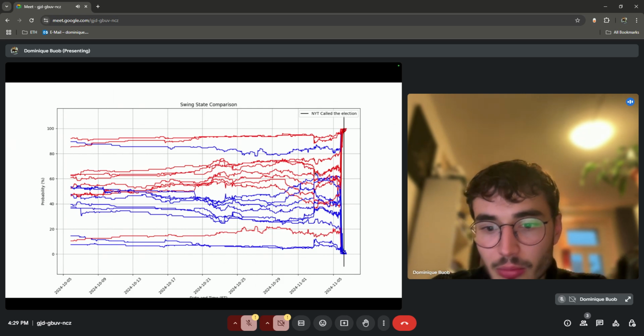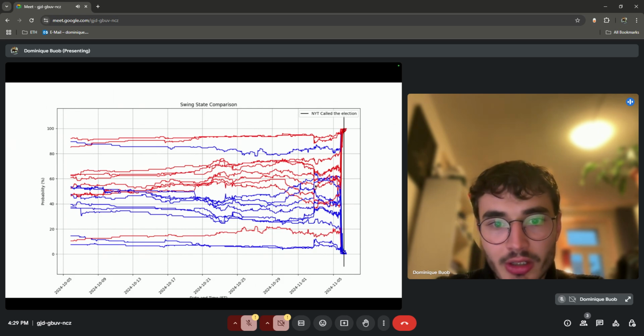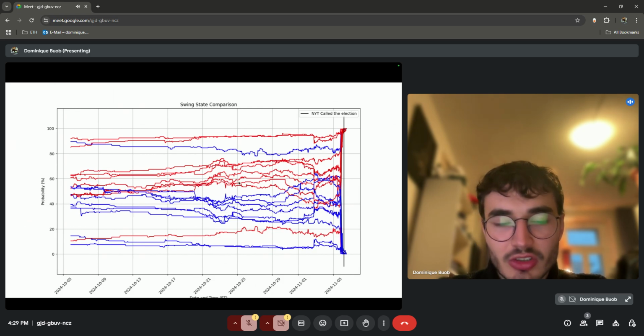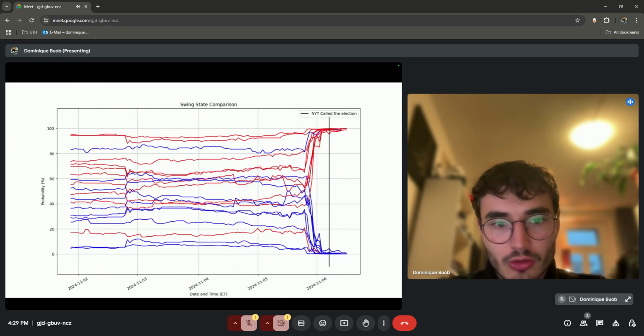And then here at the end, towards the 2nd of November, you also see that there's a huge correction in the market. And I would like to know why this is the case. Currently, I just see it. I want to know why it's the case. And when you zoom in, it gets more clear.